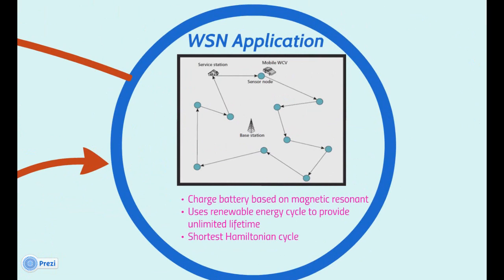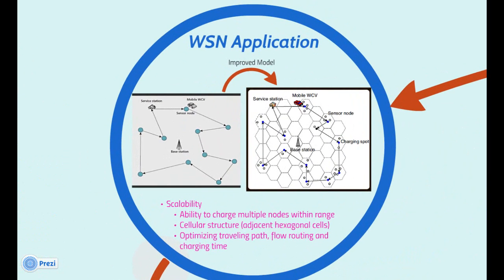To offer unlimited lifetime for the wireless sensor network, a concept called the renewable energy cycle is introduced, and it needs to be fed with both necessary and sufficient conditions. To optimize the distance traveled, it is the shortest Hamiltonian cycle. For scalability, a new model is proposed to have the ability to charge multiple devices at once within the range of the wireless moving vehicle. In addition, a cellular structure that partitions two-dimensional planes into adjacent hexagonal cells is being proposed as well. To further optimize it, we need to consider traveling path, flow routing, and traveling time.